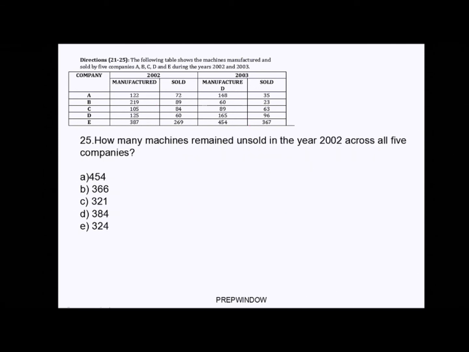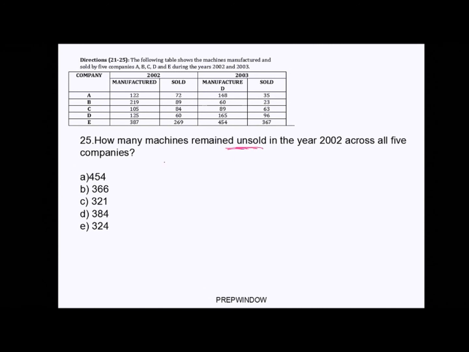Now we'll go to the last question. Usually data interpretation questions will have 4 or 5 questions based on a single diagram. So here we have 5 questions. This question says, how many machines remained unsold in the year 2002 across all 5 companies? So that means you have to add all 5 companies' unsold machines.